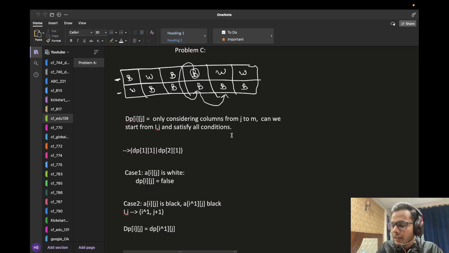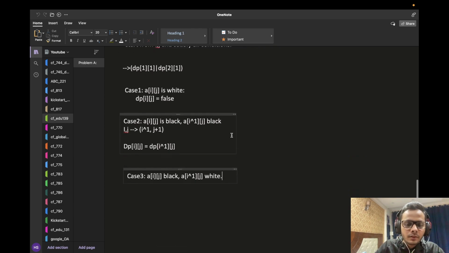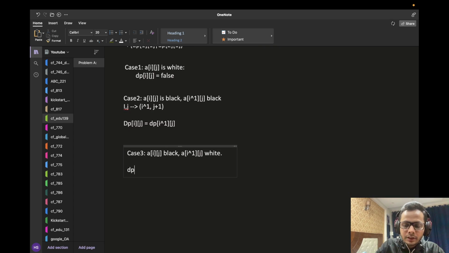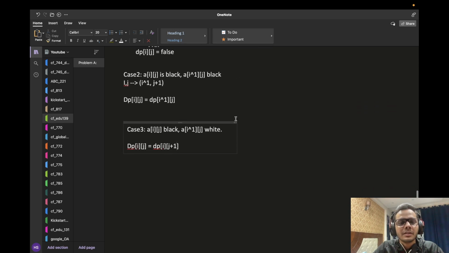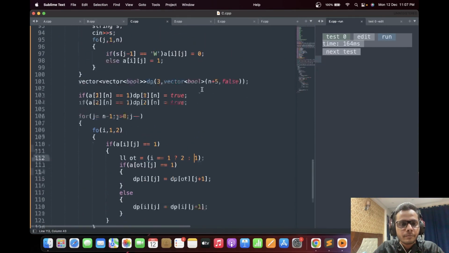So now since we can't visit any white cell, we are bound to go from here to here. So from i, j we will be going to i, j+1. Okay. So it's pretty simple. dp[i][j] would be equal to dp[i][j+1]. And this is it, right? These are all the cases and the solution is pretty much complete. I think this was pretty simple. Let's just have a look at the code.